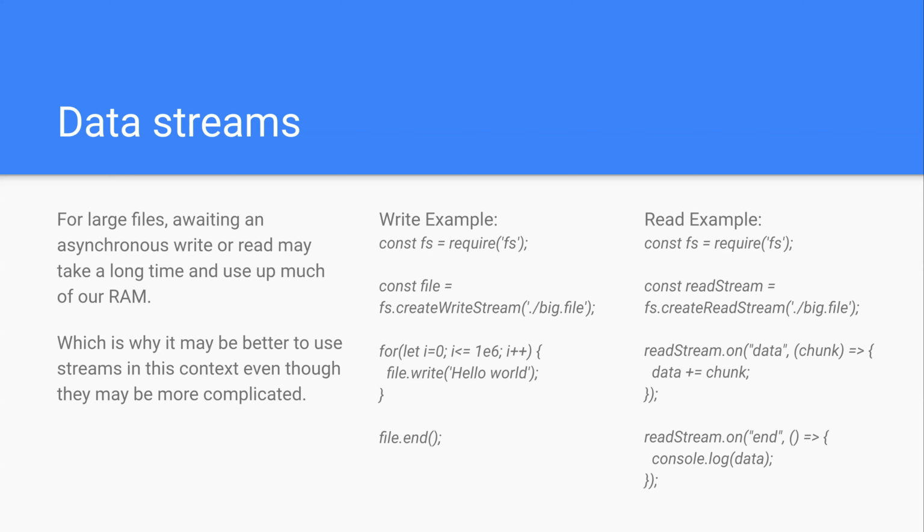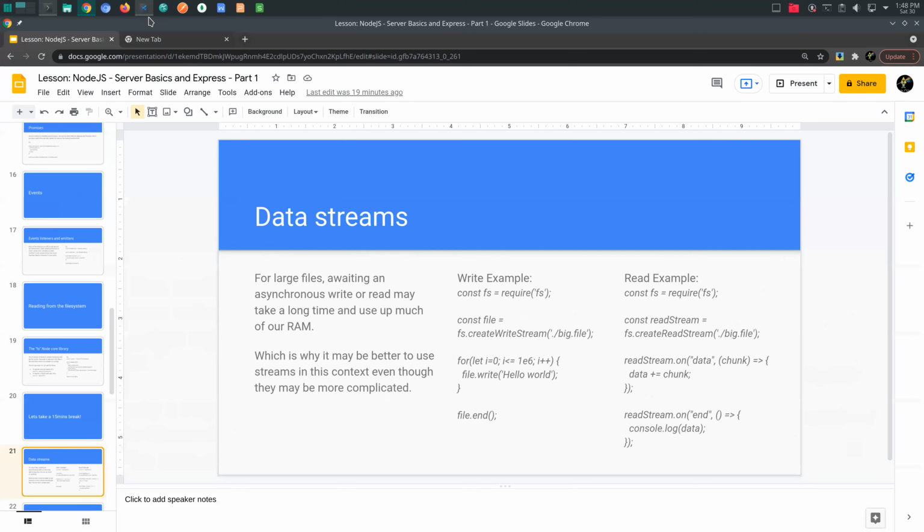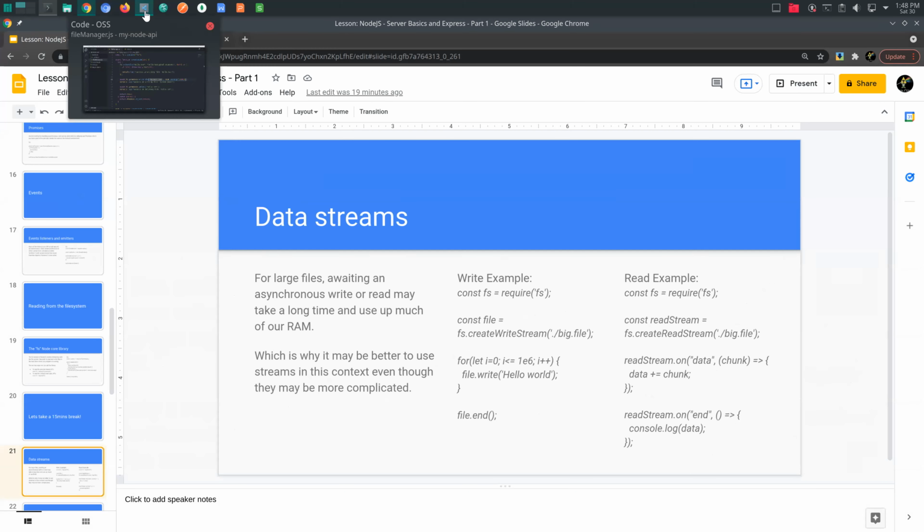Basically, what that means is that we're going to read data bit by bit, through streams and events. So let's try to write a big file, like we can see in the example here. So let's get back to our code and try to build a big file.